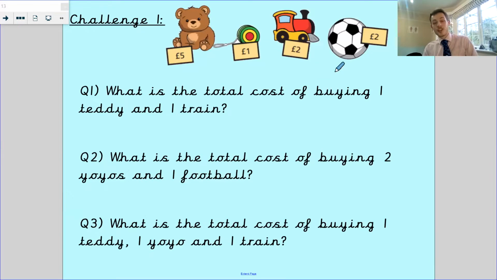Right, so I've got your challenge 1 questions here. We've got some items at the top of the screen. We've got a teddy bear, a yo-yo, a train, and a football. I'd like you to tell me, for question 1, what's the total cost of buying 1 teddy and 1 train? Question 2, what is the total cost of buying 2 yo-yos and 1 football? Question 3, what is the total cost of buying 1 teddy, 1 yo-yo and 1 train? That is your questions for challenge 1.